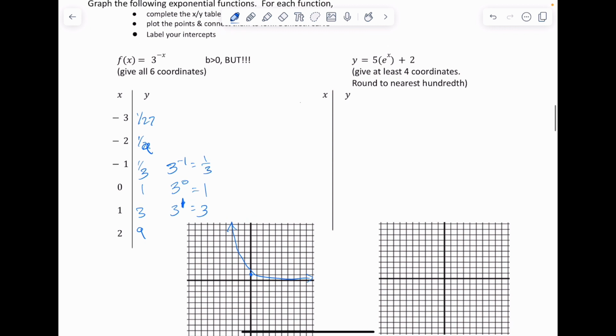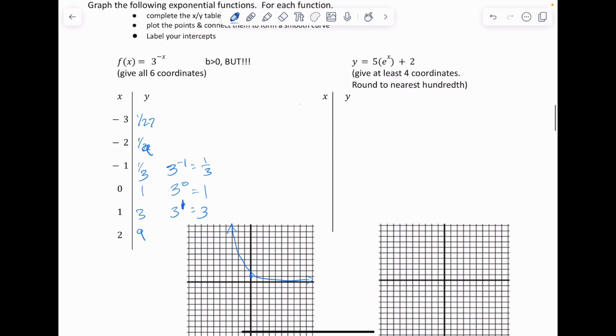Just as a quick note, we usually always say that if base is greater than 1, then it's gonna explode. But yes, this is greater than 1, but there's a negative here. So that flips it. So this is also the same as saying 1/3 to the power of x.